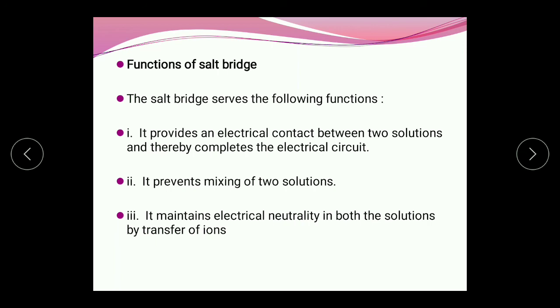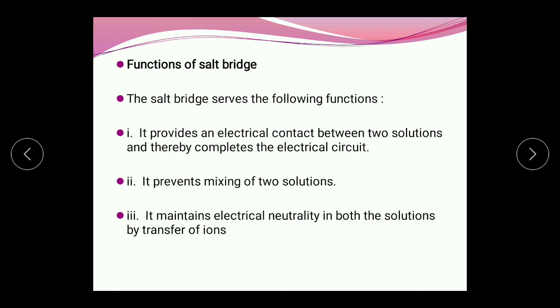It is very helpful. How? We will see when we actually learn about any cell. But it maintains electrical neutrality. That means by transfer of ions through it from one container to another, we can maintain electrical neutrality. So this is all about the functions of the salt bridge.